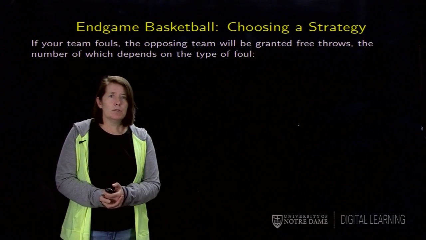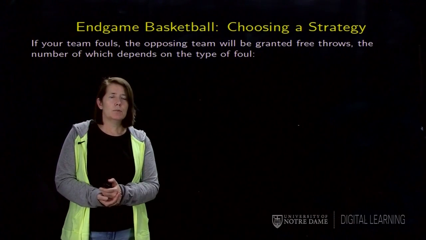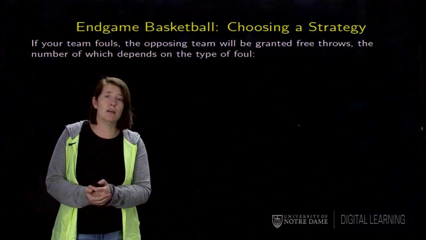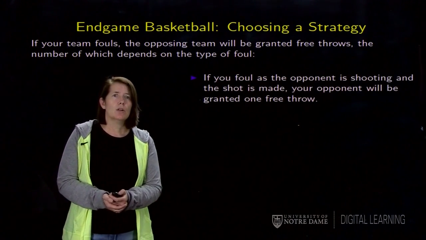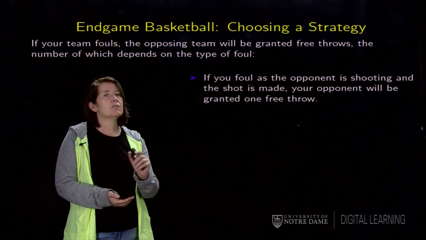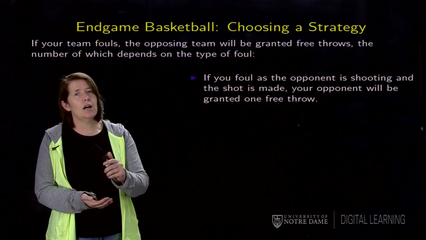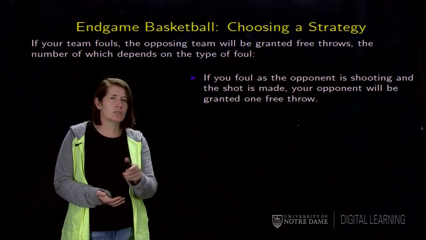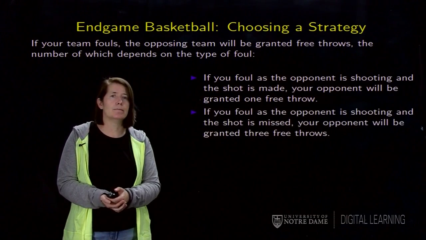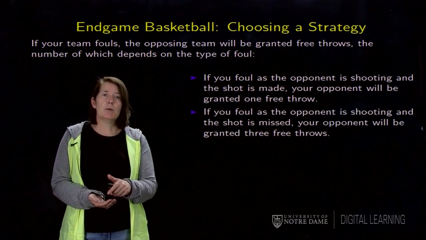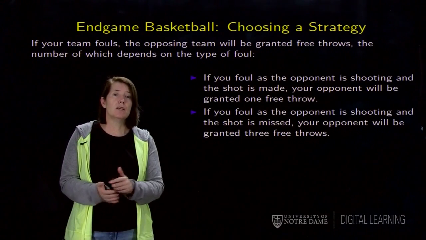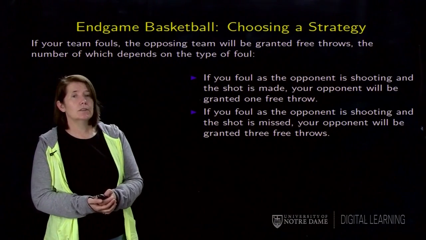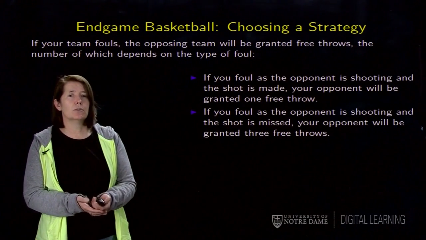If your team fouls, the opposing team will be granted some free throws. And the number of free throws that they're going to be granted depends on the type of foul. So if you foul as your opponent is shooting and the shot is made, your opponent will be granted 1 free throw. So there's a chance they're going to win in regular time. If you foul as the opponent is shooting and the shot is missed, your opponent will be granted 3 free throws. And there's a chance that it's going to go into overtime.